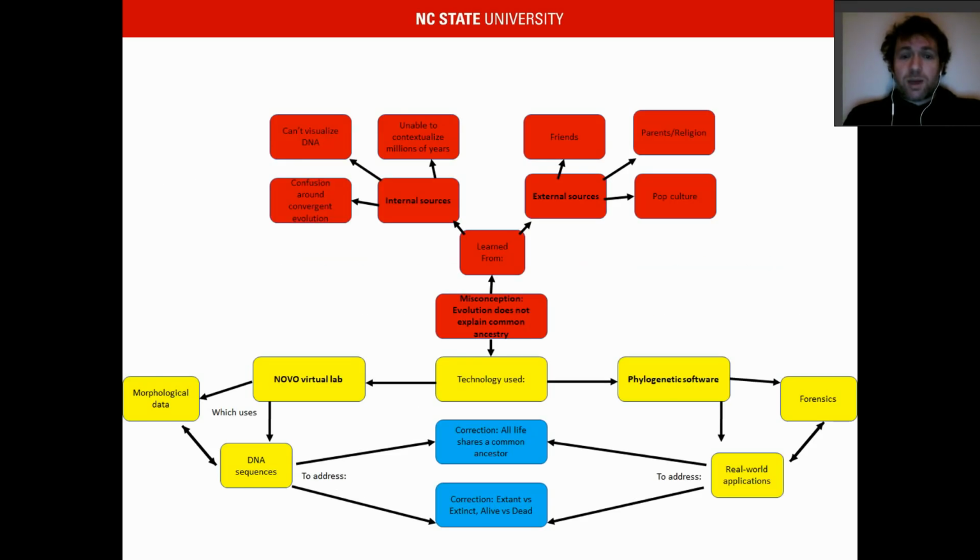Here's my concept map. I start with my misconception. It was learned from either internal sources or external sources, and you can imagine this is family, friends, church groups. And also the internal sources, the inability to visualize what's going on because it's all on a time scale we can't even imagine. The technologies I use are the virtual lab and the phylogenetic software. And through different ways, we will correct the misconceptions: morphological data, DNA sequences, forensics, and real-world applications. So it's a nice concept map.